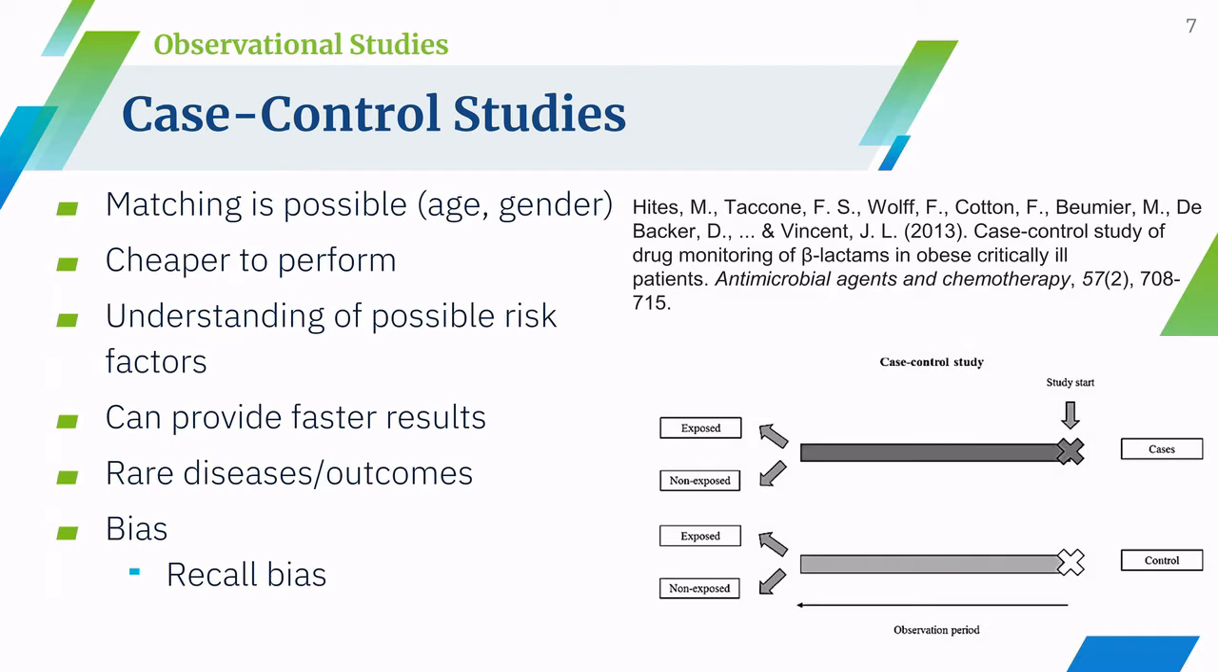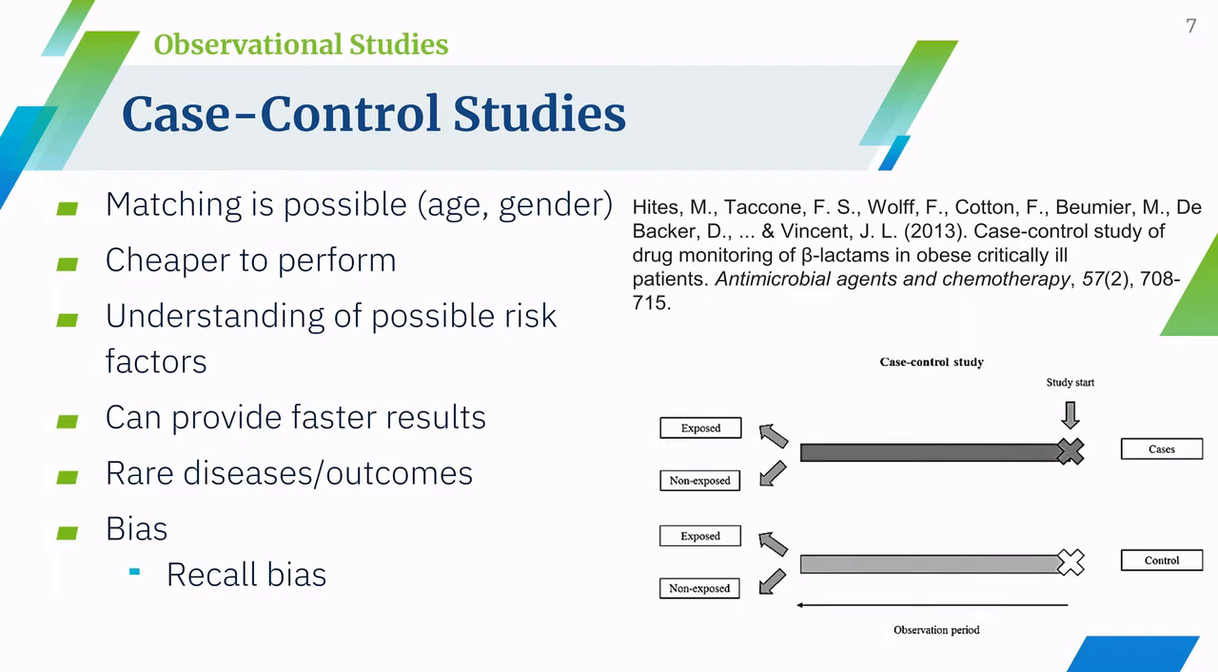As such, controls should also be selected carefully. It is possible to match controls to the cases selected on the basis of various factors, for example age and gender, to ensure these do not confound the study results. Case controls can provide fast results and they are cheaper to perform than most other studies.